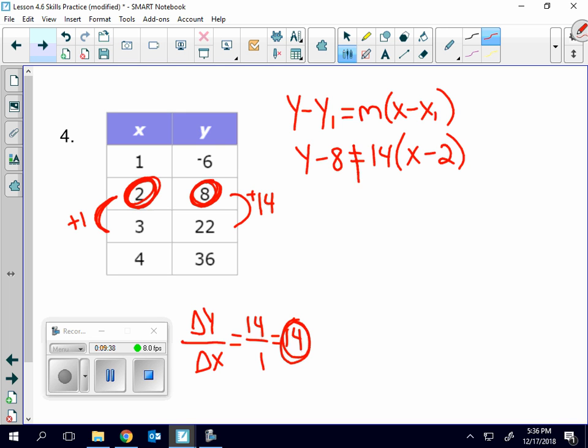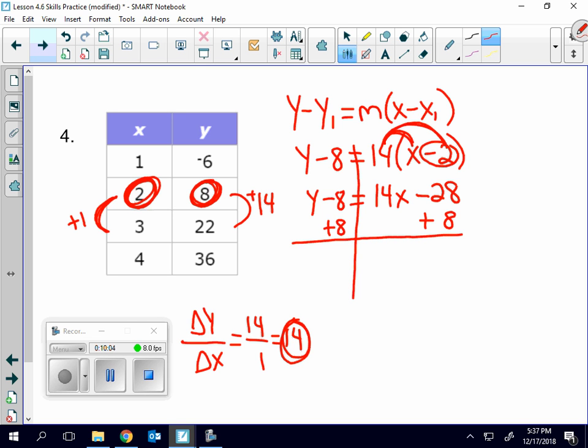All right, I'm going to solve for y. I'm going to multiply here. We have y minus 8 still on the left. 14 times x gives me 14x, and 14 times a negative 2 is a negative 28. And just get y by itself, add 8 to both sides. So we have y equals 14x plus 20. You can do that in your calculator. Negative 28 plus 8. Okay.